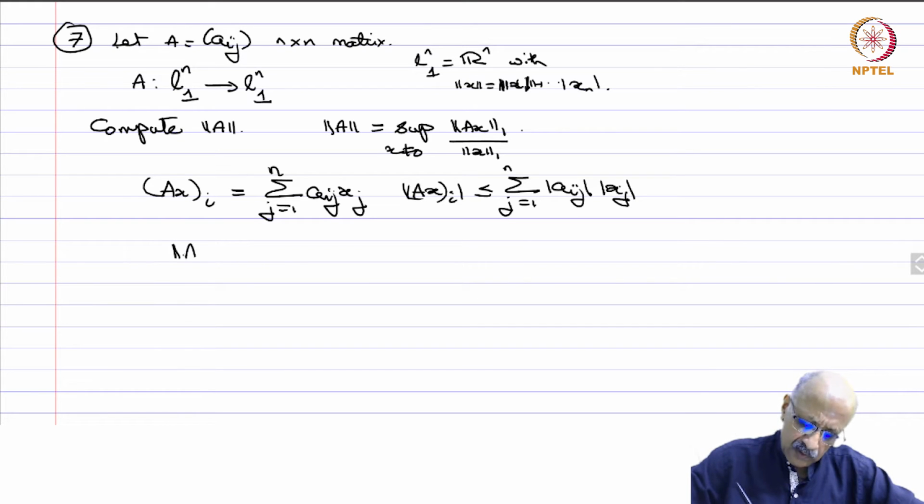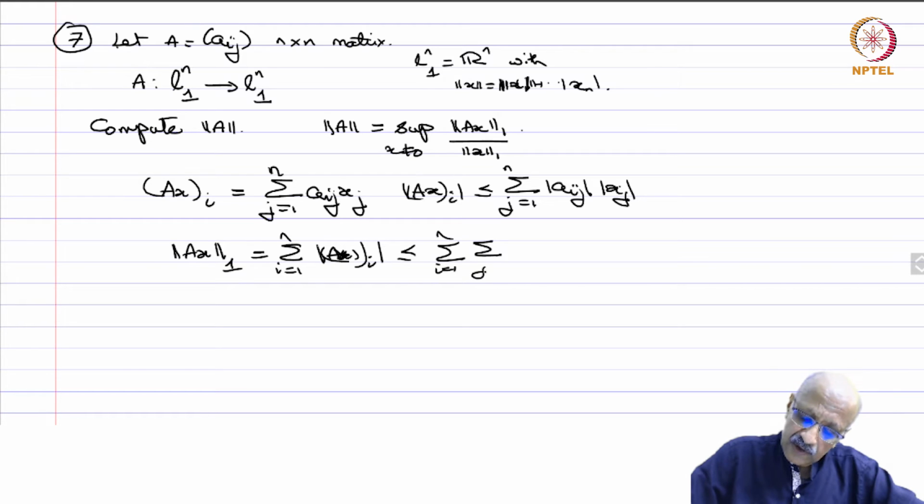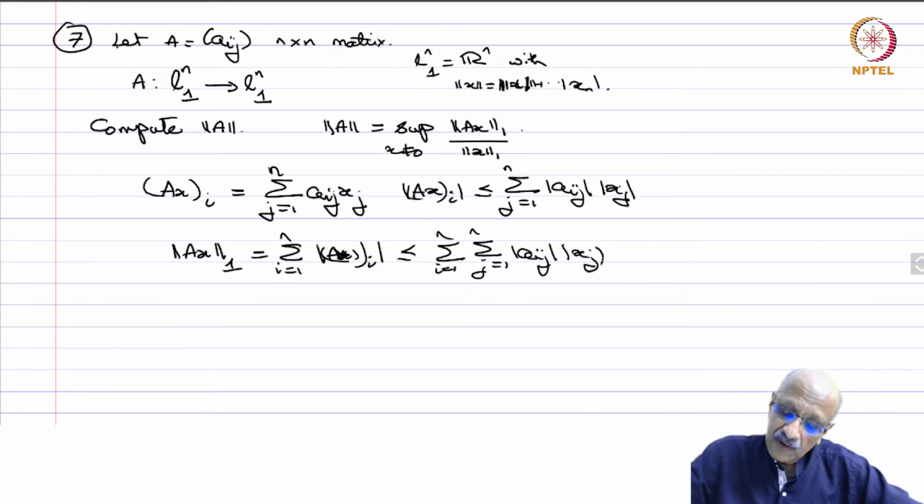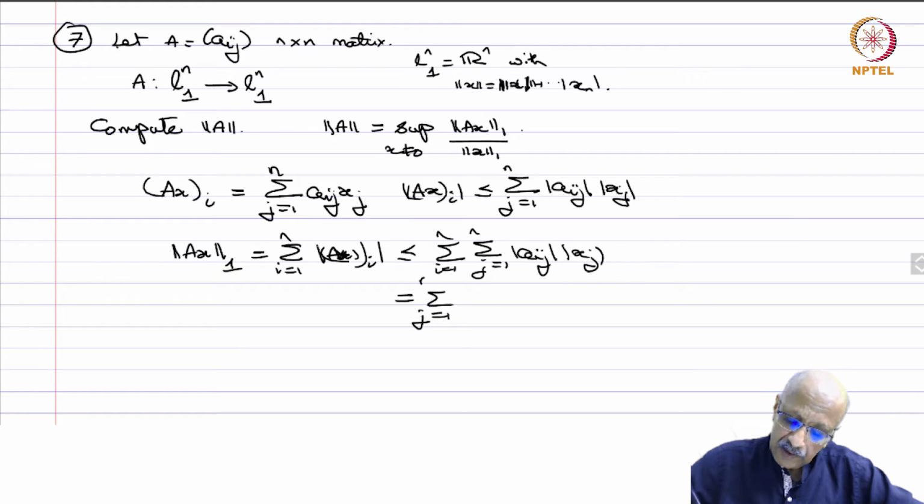So, norm Ax 1 is the sum of mod (Ax)_i, and therefore that is less than or equal to the sum, this is i equals 1 to n, i equals 1 to n, sum over j equals 1 to n of mod a_ij mod x_j. Let me interchange the order of summation. Everything is finite, non-negative, no problem. So, j equals 1 to n, sum over i equals 1 to n of mod a_ij mod x_j.